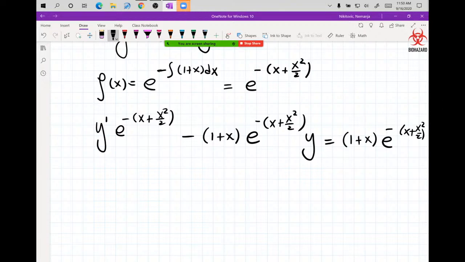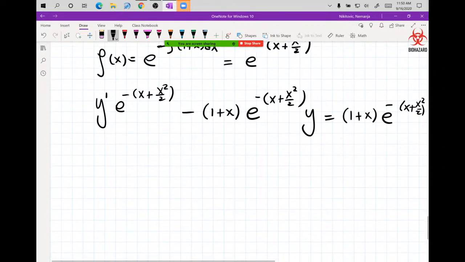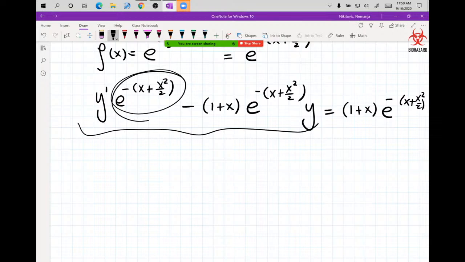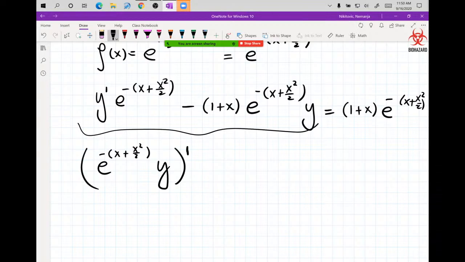So we multiply our differential equation by this rho, and this is what we need to combine. Again, it's the term that you have, and then it's not y prime, it's just y. So e to the negative x plus x squared over 2 times y prime. And on the right-hand side, I just have this mess, 1 plus x. And it's a good mess, because it will work great once you start integrating. So it's good that it's this.